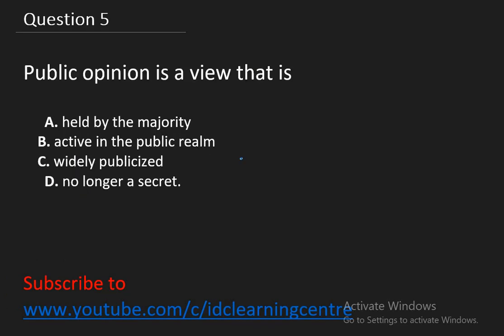Public opinion is a view that is A. held by the majority, B. active in the public realm, C. widely publicized, D. no longer a secret. The right answer is A, held by the majority. I also want you to know that public opinion is a view that is held by the majority. The view must be held and expressed by the majority of the society.